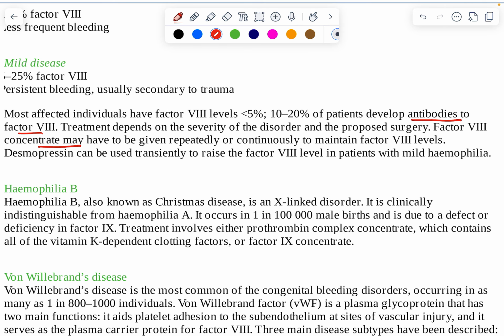Now hemophilia B is also called Christmas disease. It is X-linked, clinically indistinguishable from A. It is usually 1 in 1 lakh male births. The defect is deficiency of factor 9.